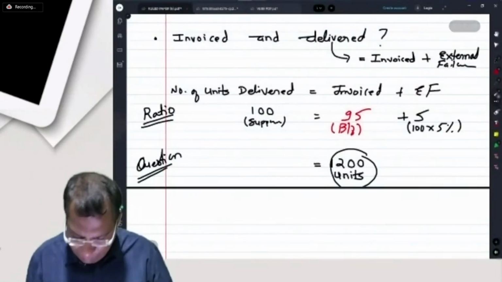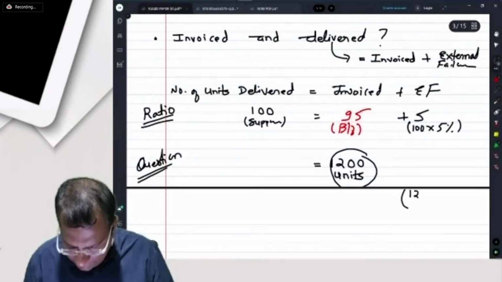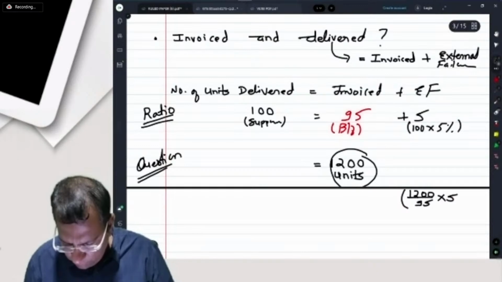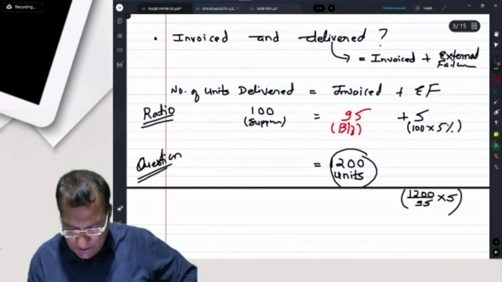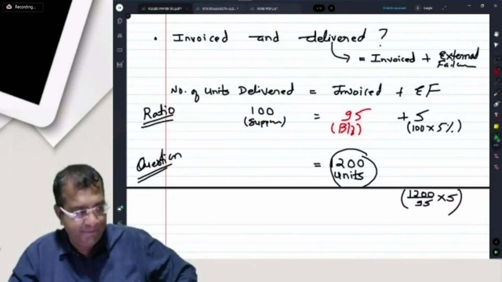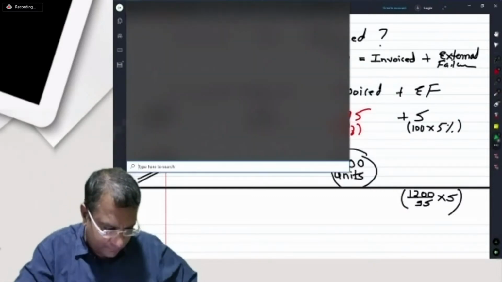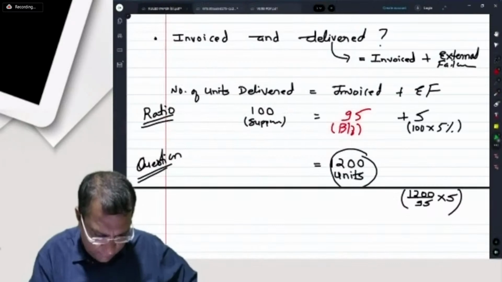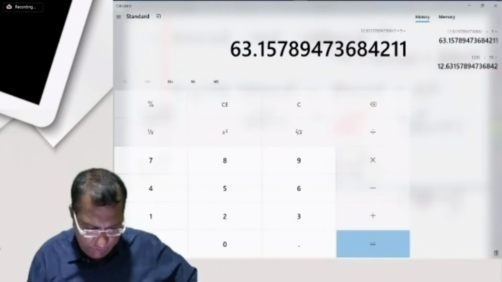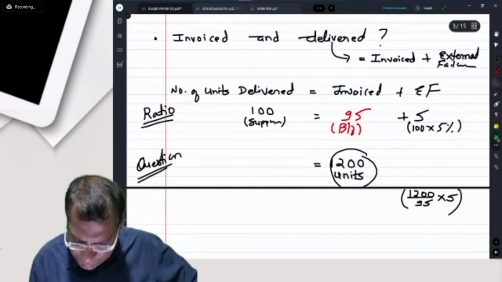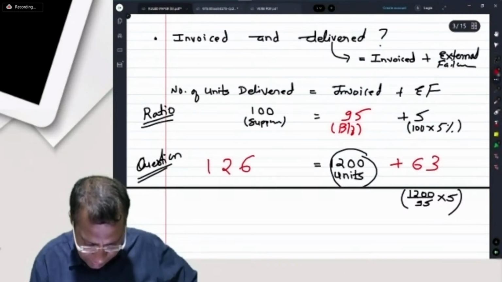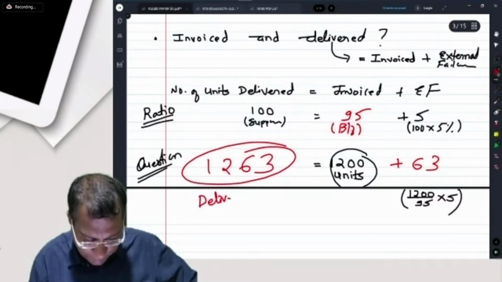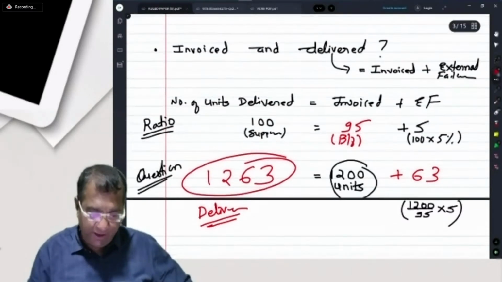Okay, let me move ahead. So now how will we find out, sir? Very easy. 1200 in ratio is equivalent to 95. So tell me the equivalent of 5, how much is coming, beta? 1200 divided by 95 into 5. It is equal to 63, approximately we take. It is equal to 63. So it means 1263 units have been delivered to customer.